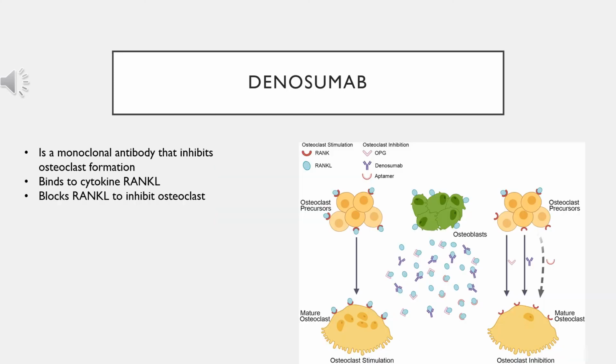Denosumab is a monoclonal antibody that inhibits osteoclast formation, giving osteoblasts a chance to increase bone formation and in turn bone density. It does this by binding to cytokine RANKL. By binding and blocking RANKL, osteoclasts can't mature, function, or survive, reducing bone resorption.